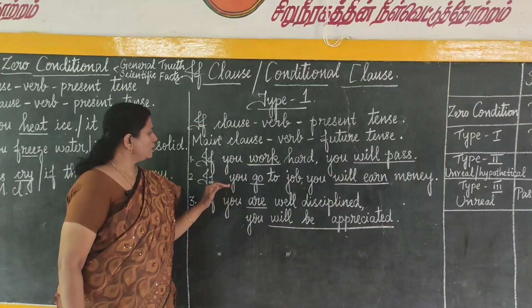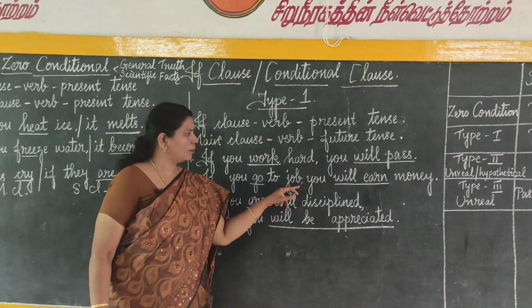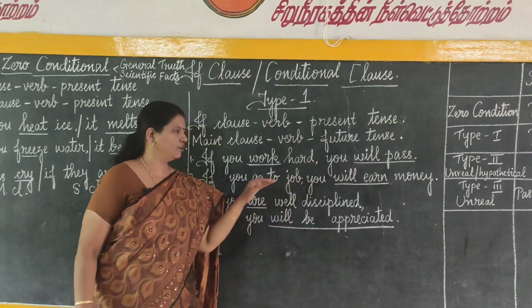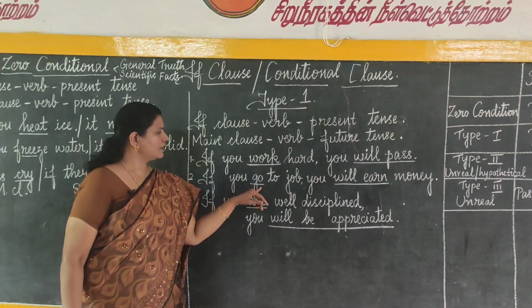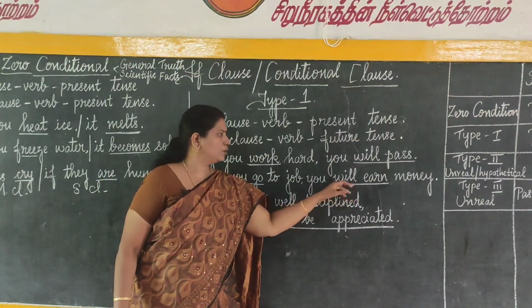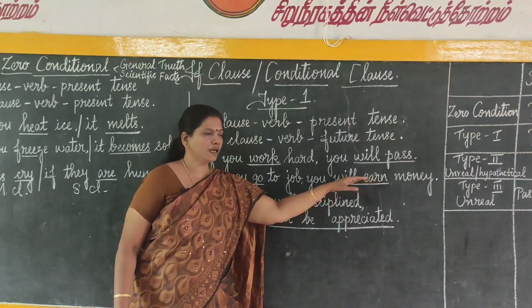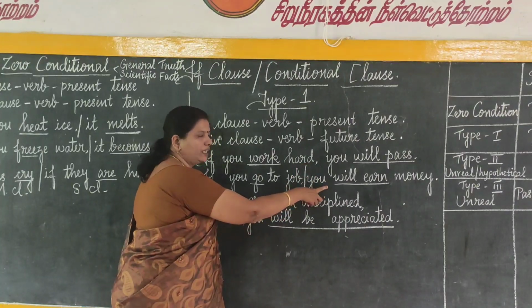Let us go to the second example. If you go to job, you will earn money. If you go to job, you will earn money. Here, go is in present tense, and in the main clause, you will earn money. That is the main clause here, right? Up to this is the subordinate clause, and this is the main clause.